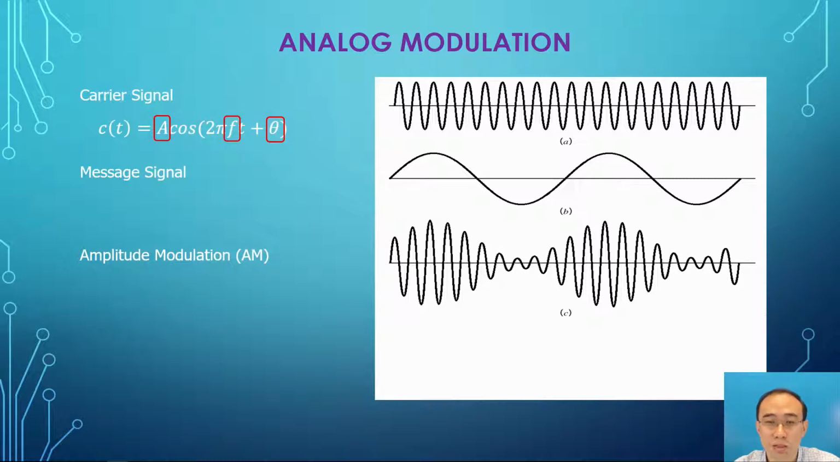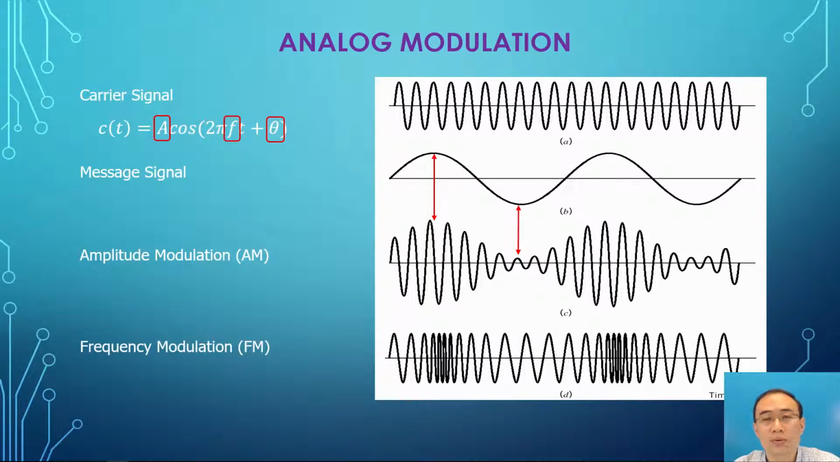So if the message signal has a high amplitude, the amplitude of the carrier will be high. However, if the message signal has a lower amplitude, the amplitude of the carrier signal will also be low. So basically, we are using the amplitude of the carrier signal to carry the original message signal. And because the carrier signal has a much stronger ability to propagate, we can use it to carry the information to a further distance.